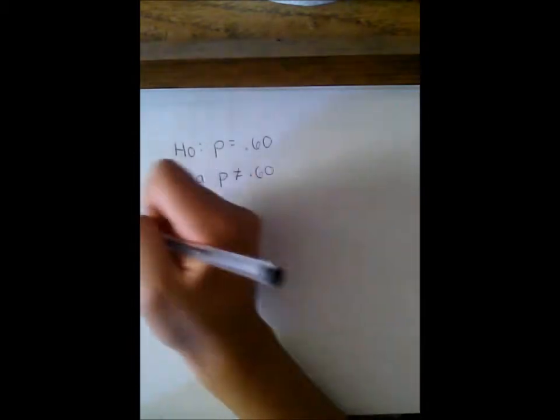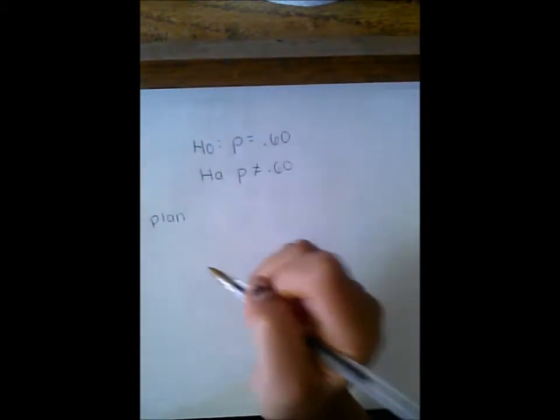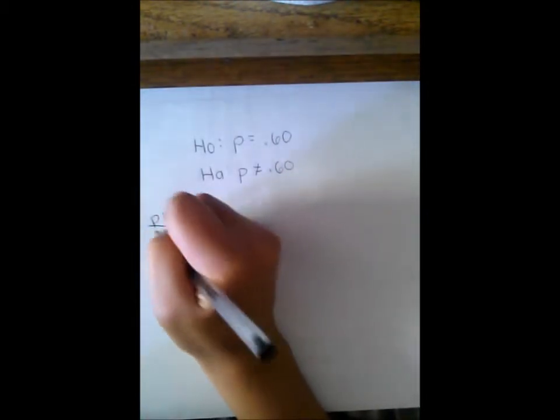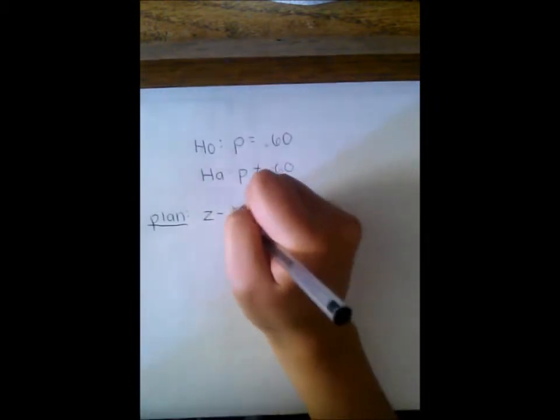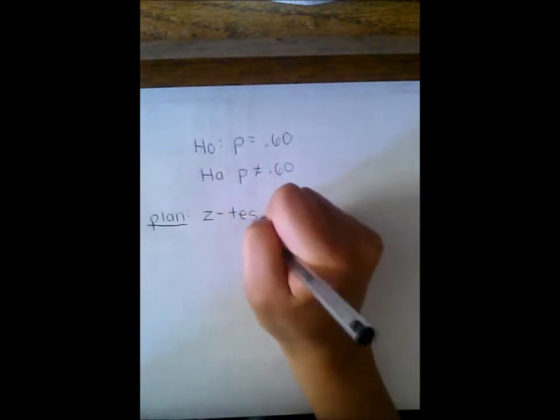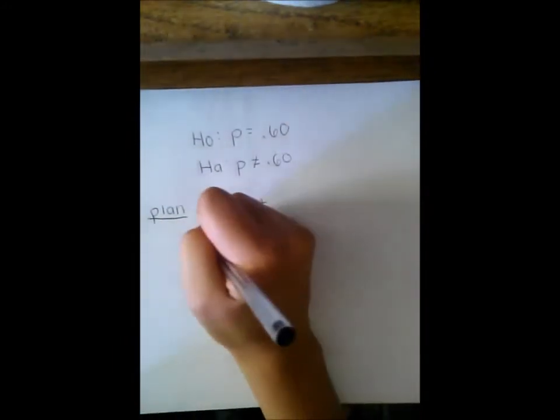Next, we want to plan. In this part, we're saying what kind of problem we're doing. So what we're doing is a z-test, and the reason it's a test is because it's a hypothesis test. Now, in this part, we also want to do the conditions. Let's look at all the conditions.